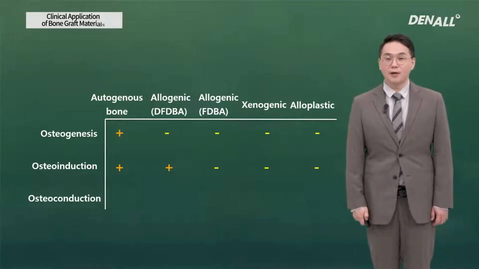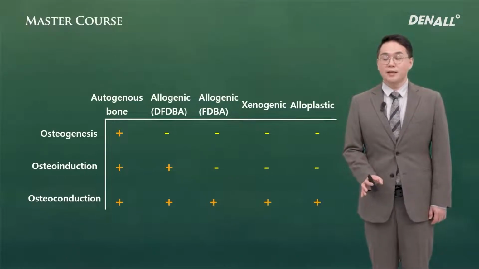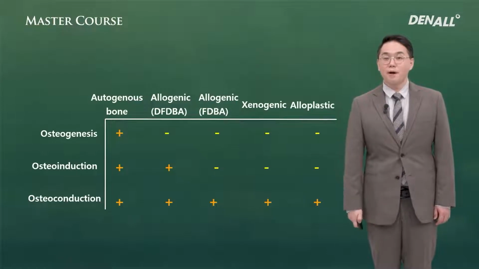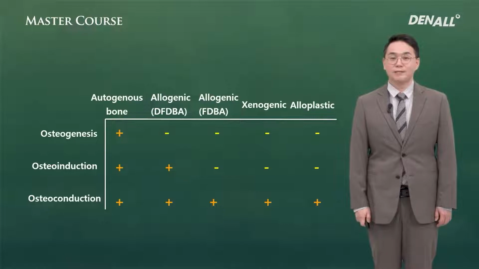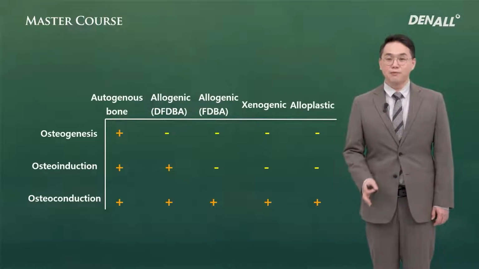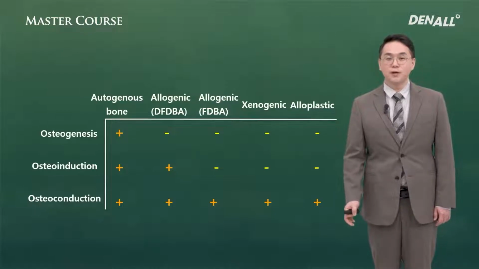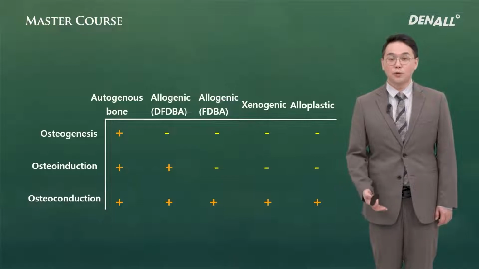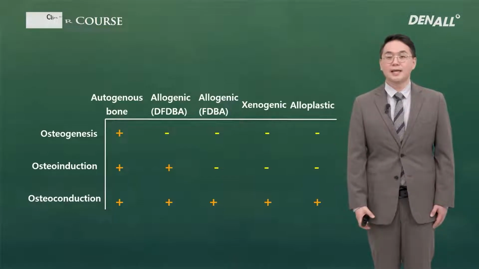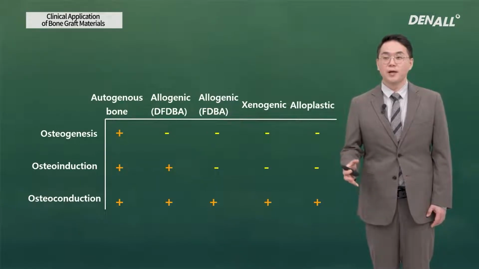The mechanism of osteoinduction is to differentiate the mesenchymal stem cell to osteoblasts, like the BMP previously mentioned. DFDBA contains a lot of BMP, so with that, osteoinduction can be anticipated. However, most bone graft materials, DFDBA, allograft, xenograft, and alloplasts, use osteoconduction. Osteoconductive graft materials do not have a special effect. It is just a scaffolding.